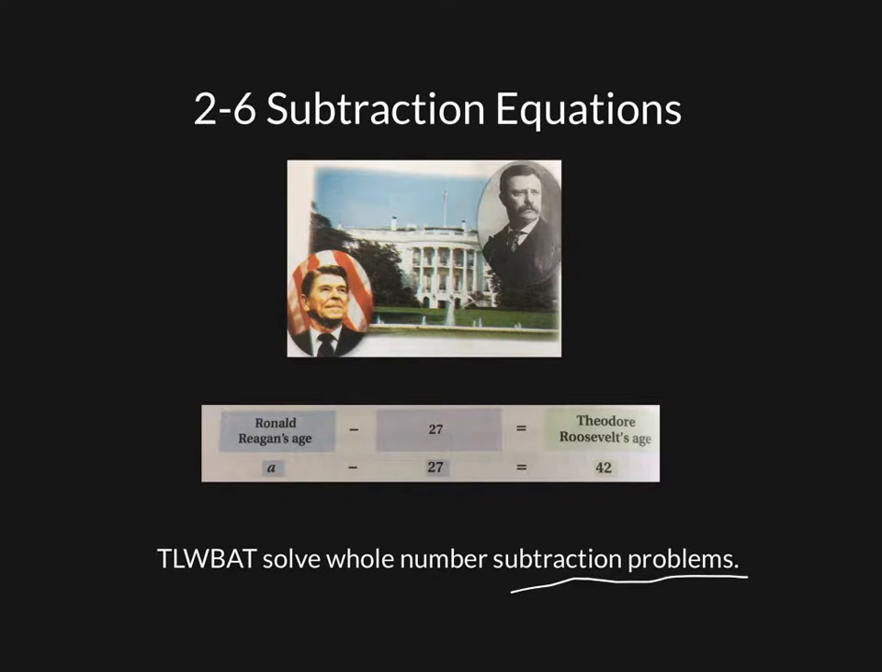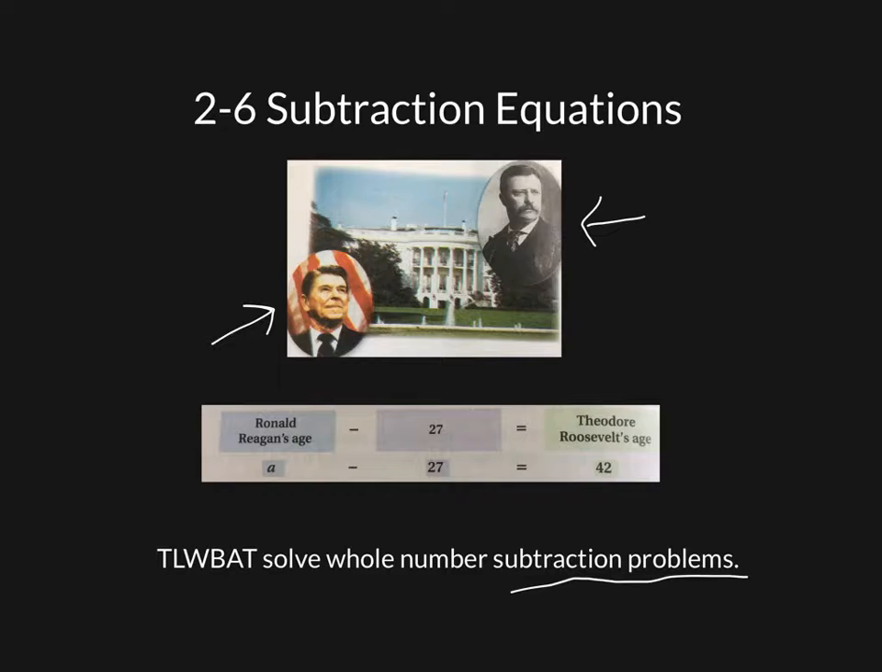So let's get started. Right here I have a picture of two presidents. I have a picture of Teddy Roosevelt and I have a picture of Ronald Reagan. When Teddy Roosevelt became president of the United States, he was 42 years old. He was 27 years younger than Ronald Reagan was when Reagan became president. How old was Reagan when he became president?